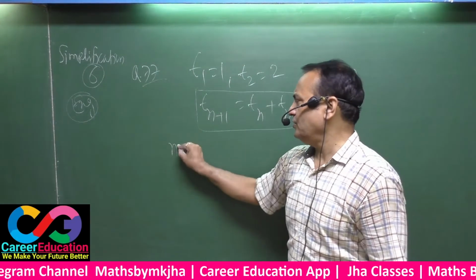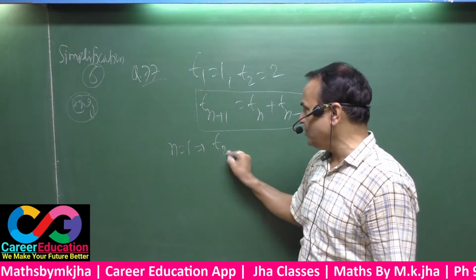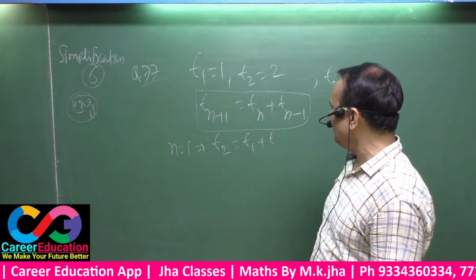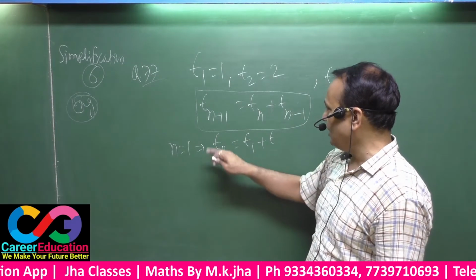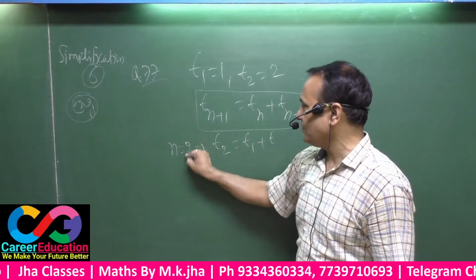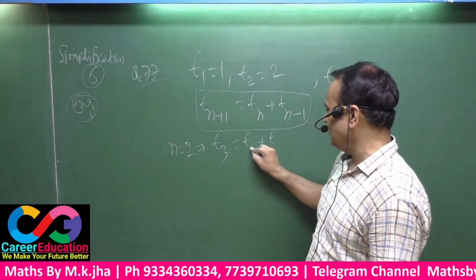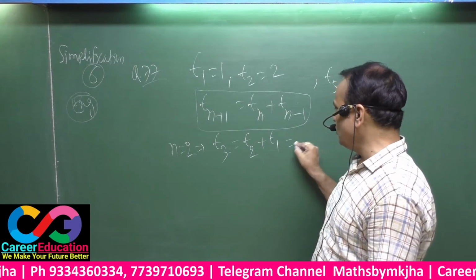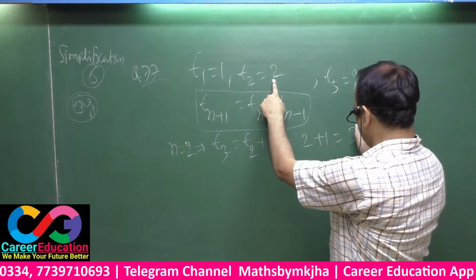If you put the value of n as 1 in this equation, this will be T2 equals T1 plus T0. Now for T3, that means 2 is to be put here, n equals 2: T3 equals T2 plus T1. That means you got the value of T3, that is 2 plus 1 equals 3.